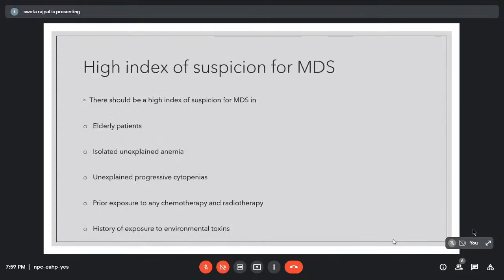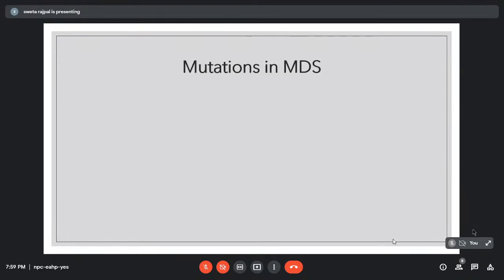So when do you suspect an MDS? Any elderly patient with an isolated unexplained anemia or an unexplained progressive cytopenia, or any history of exposure to environmental toxins or chemotherapy or radiotherapy, we have to have a high index of suspicion in these patients for MDS.